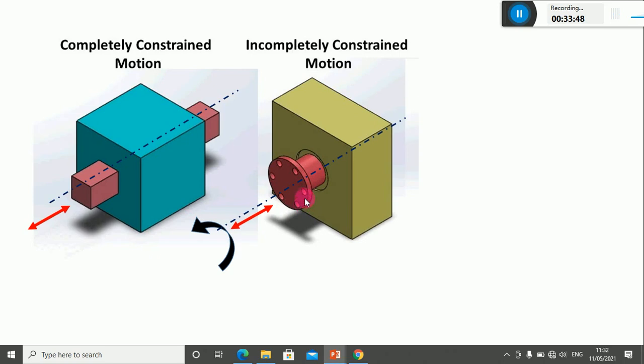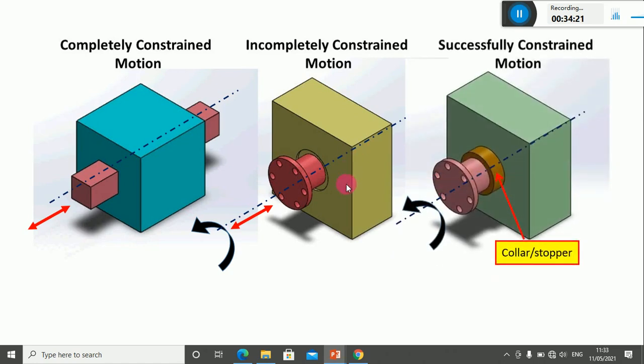It means the restriction is limited. It is not a completely constrained motion. It is not restricted to only one path. So the restriction is incomplete. So I can call this kind of motion an incompletely constrained motion. Since it is having both a sliding as well as a rotary motion, the restriction is incomplete, so it can be called an incompletely constrained motion.